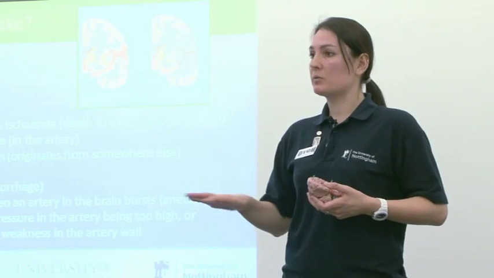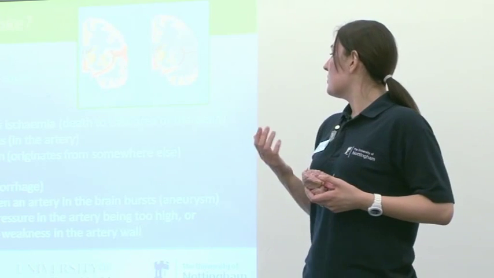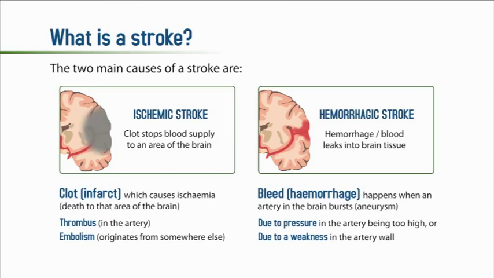So it's either due to blood pressure, which is one of the reasons why it's quite important to monitor blood pressure. And if someone has high blood pressure, then they're often put on medication to try and keep it stable. Sometimes people are not known to have high blood pressure, but they've just got a weakness in the artery wall. It's just one of those things.